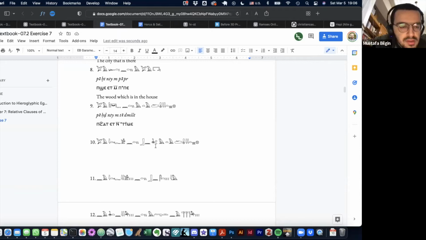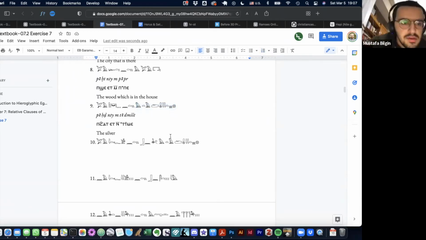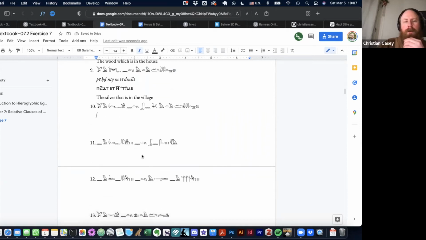Then the coin, or the silver, belongs to the village or town. So it's not belongs to. Remember, neti is the relative. So it's the silver, neti, and that im ta demit. Yeah, I confused it with the ni construction. Right. Silver that is in the village. Yeah. Great job.